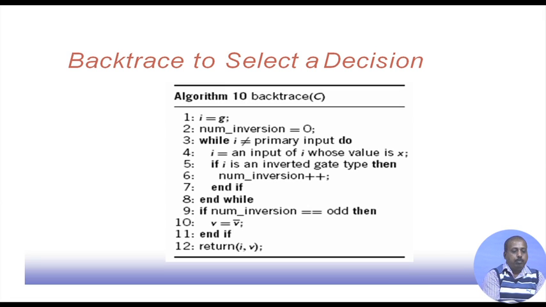So if the primary input can be reached through a number of inverted gates, then the number of inversions may be odd or it may be even. If the number of inversions is odd, then we need to set the complement of the value, and if the number of inversions is even, then we need to set the same value. So if the number of inversions is odd, then V equals V bar, otherwise it will be V. So basically, for justifying this I to some value, we need to justify this primary input to this value.